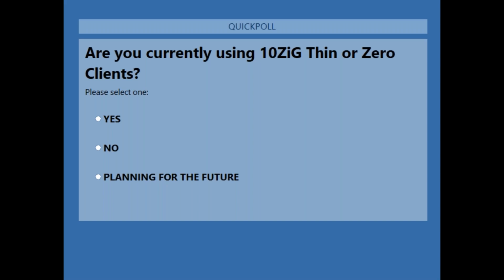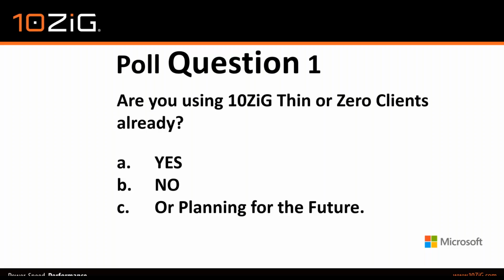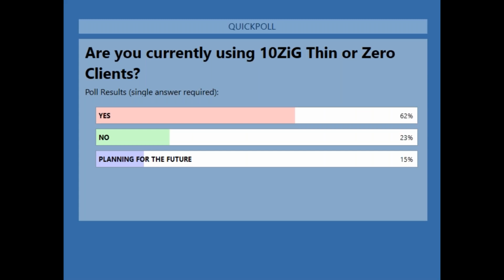Okay, looks like we're getting some responses coming through. Let me give everybody just a little bit of time here. Okay, that was fast. Close out and I will share the responses here. Oh, okay, wonderful. Looks like 62% of the attendees are already working with Tenzig Thin or Zero clients. 23% are not. And hey, 15% of you folks are planning for the future. So that's great feedback. Thanks, we appreciate it very much.